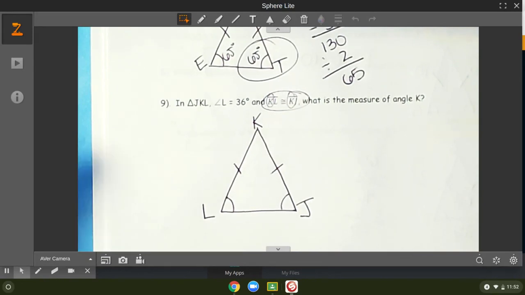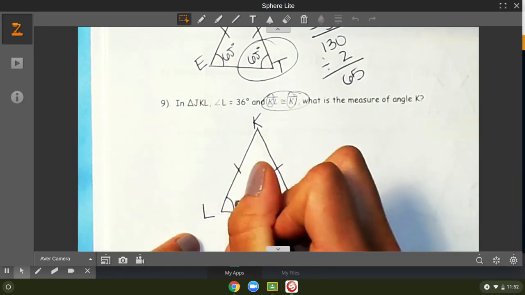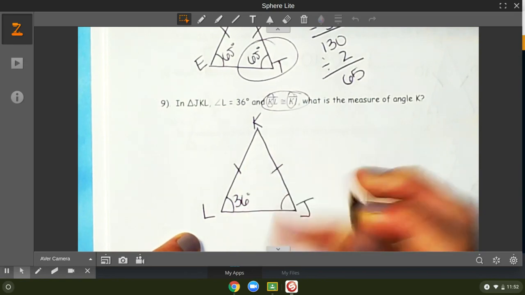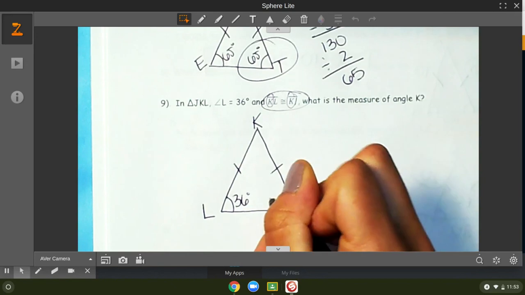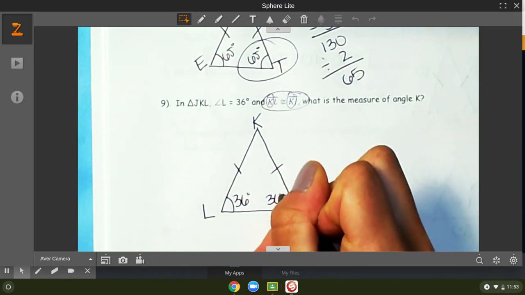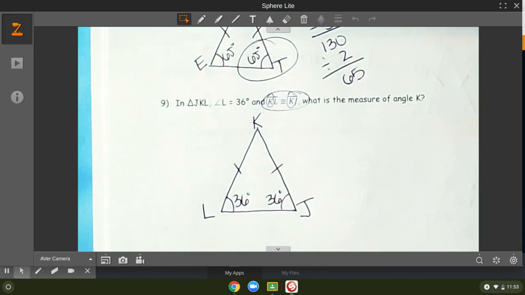Now we can mark in the figure. So angle L is 36 degrees. Now careful, that's one of the equal angles, so that means the other equal angle is also going to be 36 degrees. Now the angles of a triangle add up to 180. So what I'd like you to do now is go ahead and find the correct angle and input it in the answer key.